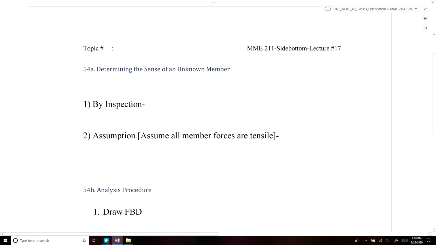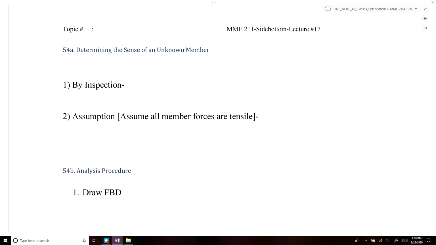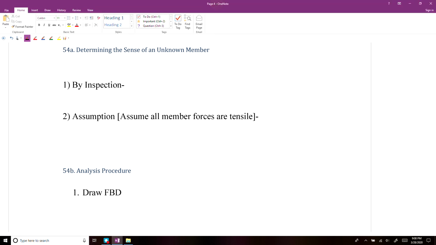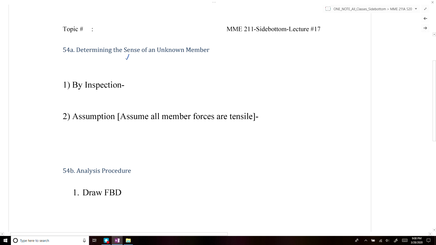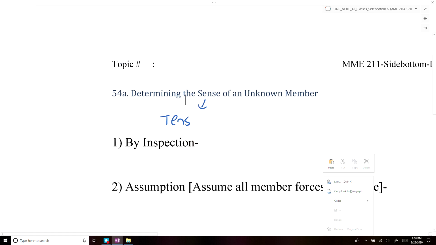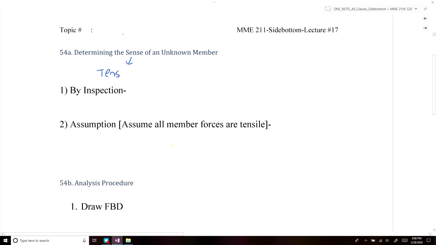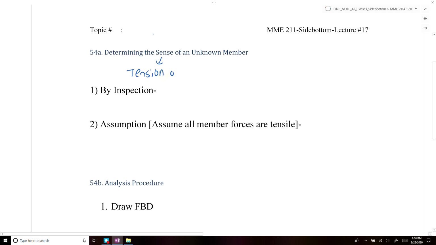So when you're using the method of sections, you'll often be asked to determine the sense of an unknown member. What we mean by sense here is, is the member in tension or is it in compression? That's what we're looking for. You can do this in two ways, the same as you did with the method of joints. You can do it by inspection.